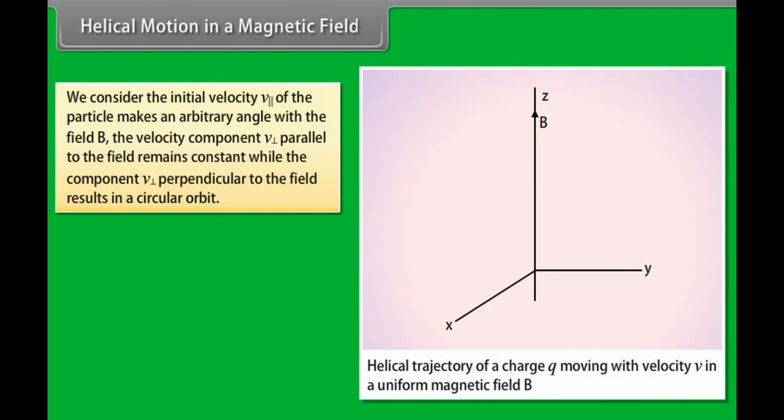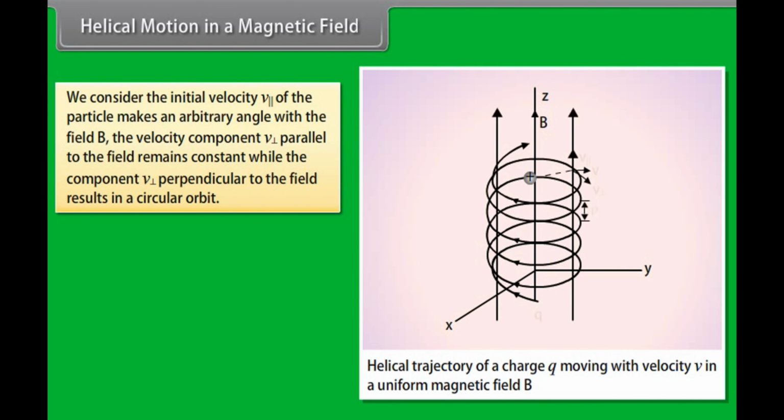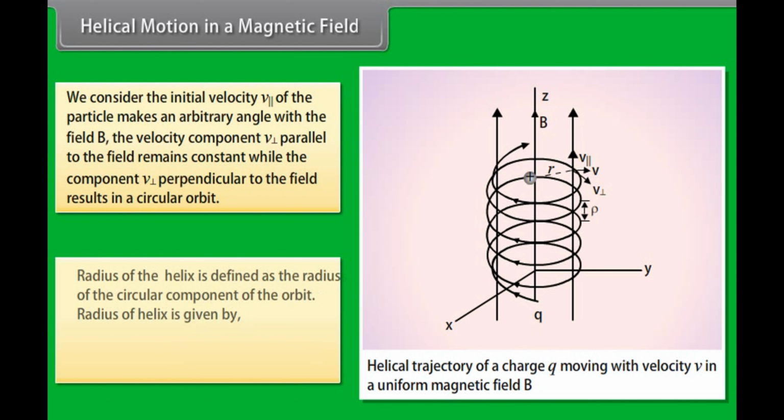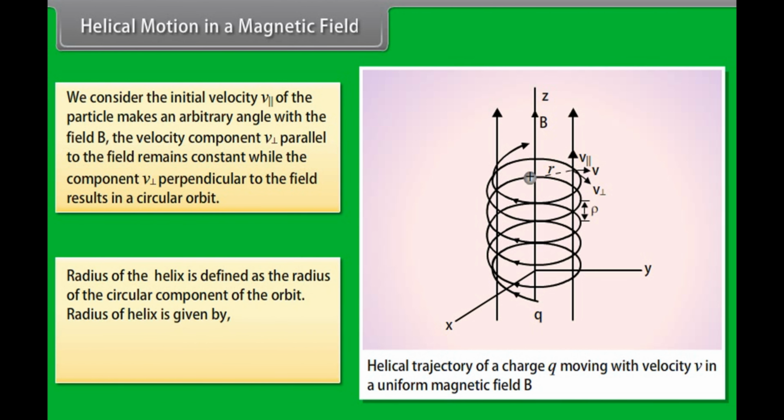Helical motion in a magnetic field. We consider the initial velocity v of the particle making an arbitrary angle with the field B. The velocity component parallel to the field remains constant, while the component perpendicular to the field results in a circular orbit. Radius of the helix is defined as the radius of the circular component of the orbit. Radius of helix is given by the perpendicular component of velocity divided by the angular frequency, which is equal to m times the perpendicular component of velocity divided by qB.